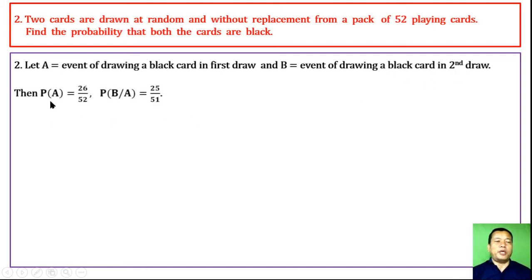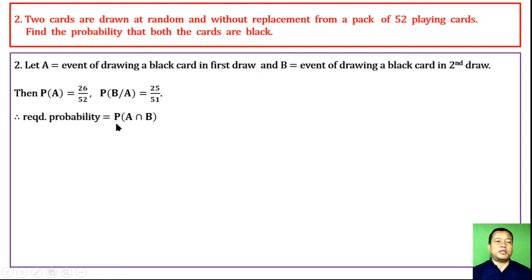Then P of A: there are 26 black cards out of 52 cards. Therefore, the probability of drawing a black card from 52 is 26 by 52. And P of B by A: after the first black card is drawn, we are left with 51 cards, of which 25 are black cards. Therefore, this is the probability of drawing a black card in the second draw, given that one black card has already been drawn. That is 25 by 51.